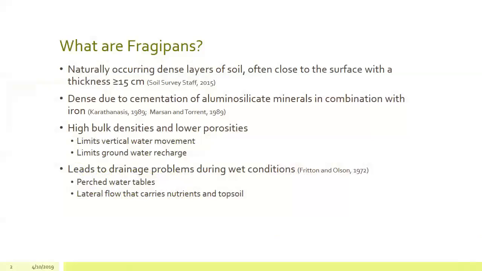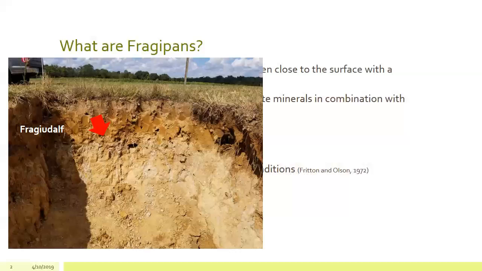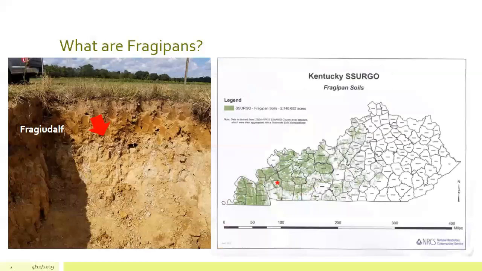I had an issue where I had to wait for the field to actually dry up so I could go out and get my cores, because you can't drive a truck out there. You'll be halfway in your tires into the mud. So here's a picture out of Princeton Farms. It's a fragiudalf soil. The red arrow there is indicating right around where the fragipan starts. There's this bleached layer. It's not homogeneous, so it's going in a pattern. It's pretty shallow out there, and this will really restrict those roots from going.